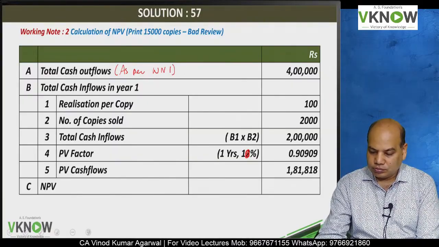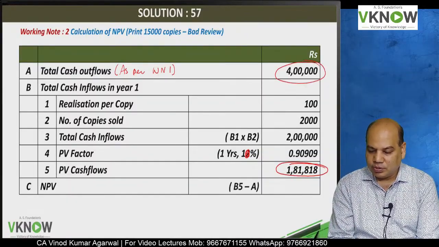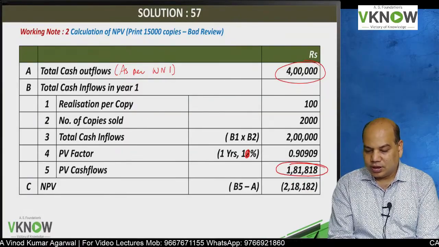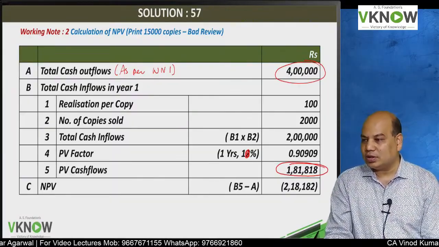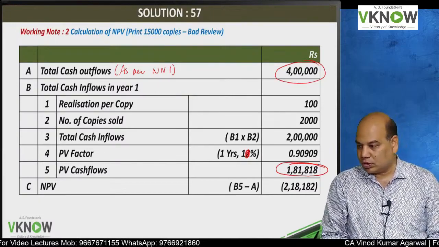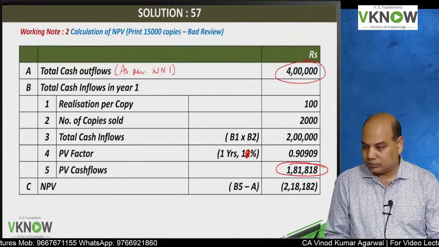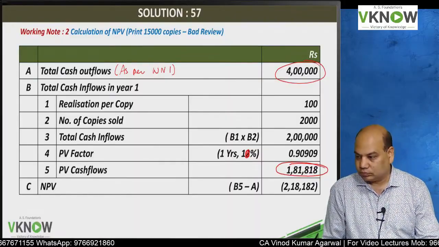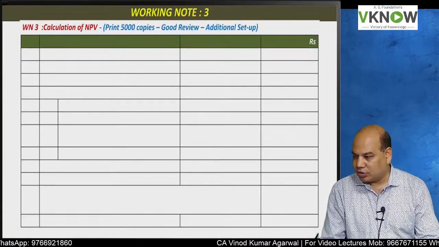NPV will be equal to, this is my inflow, this is outflow. NPV will be equal to B5 minus A, negative answer, 2,18,182. Is it right? 2,18,182. Please confirm if it is right. 2,18,182 is right. Okay. So we'll go to the next working note 3.